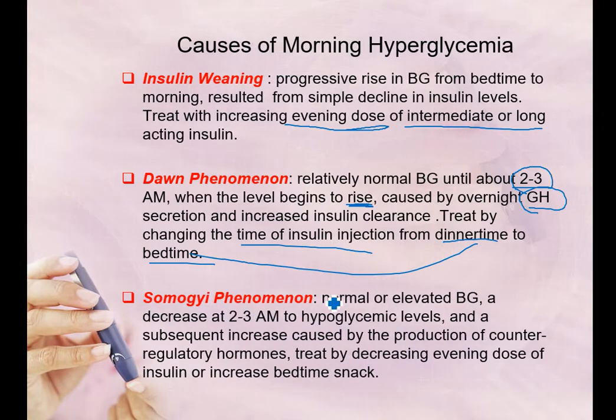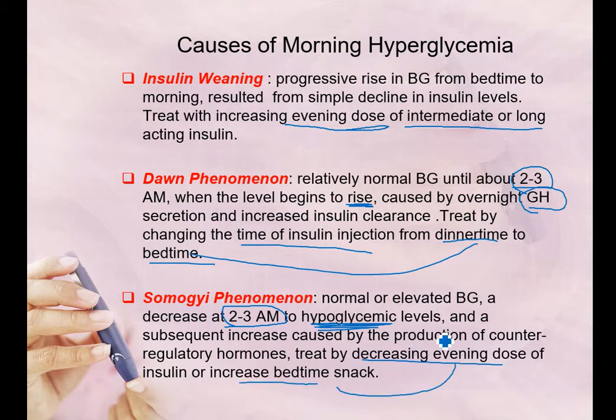Somogyi phenomenon: normal or elevated blood glucose level, then it decreases at 2 to 3 a.m. to a hypoglycemic level and a subsequent increase caused by the production of the counter-regulatory hormone. In this case, it is treated by decreasing the evening dose of insulin or increasing the bedtime snack.